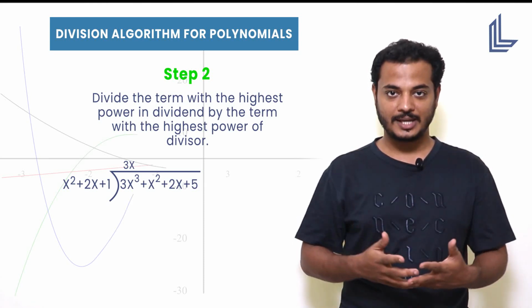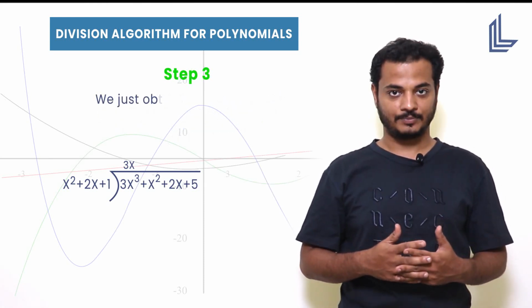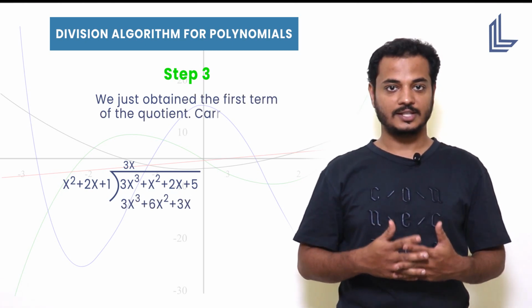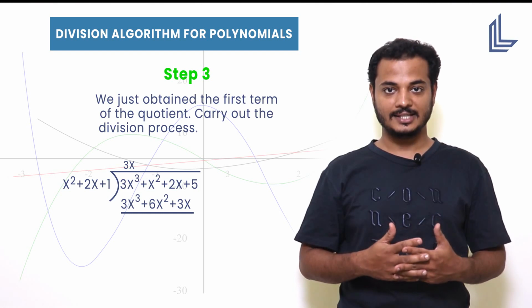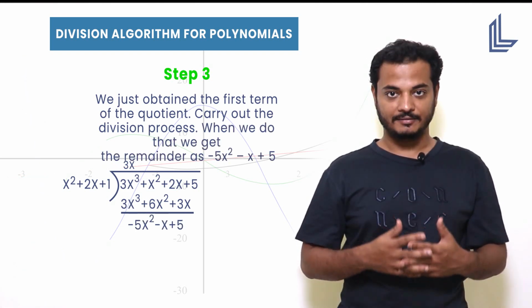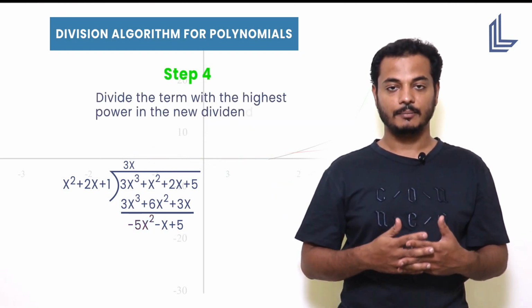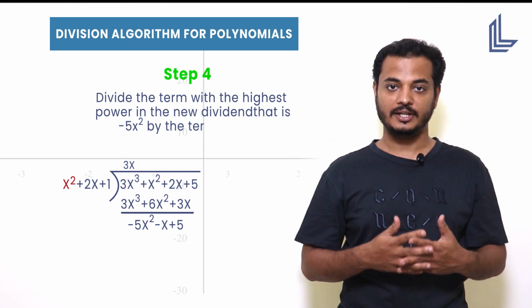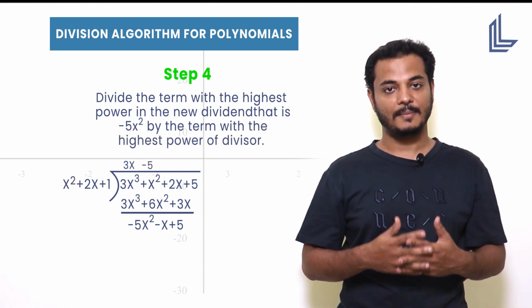So here comes your step 3. We just got the first term of the quotient as 3x. So carry out the division process as usual. When you do that, we get the remainder as minus 5x squared minus x plus 5. Divide the highest power of your new dividend by the highest power in the divisor. When you do that, you get the value as minus 5.